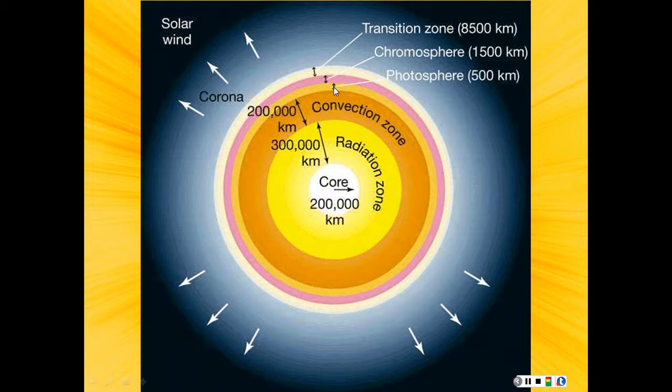We'll talk about why that has a finite depth. Then you have the atmosphere, which is made of the chromosphere, and then transition zone into this corona, and there is a solar wind that is material flowing off the Sun all the time.